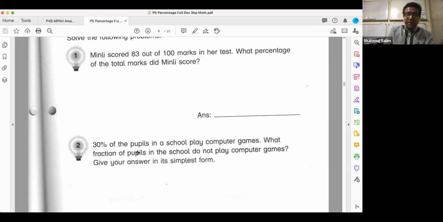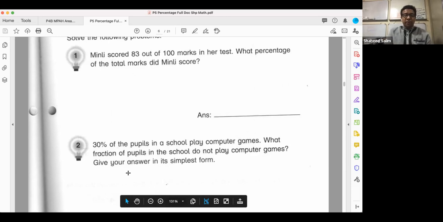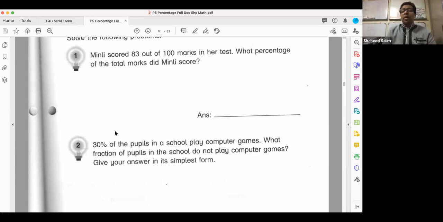Shalina can do question B, not 2, no? They want to know how many of them do not play computer games. So now I'm going to explain something to you. Okay, this one we do first.